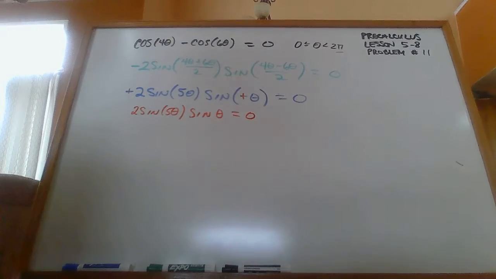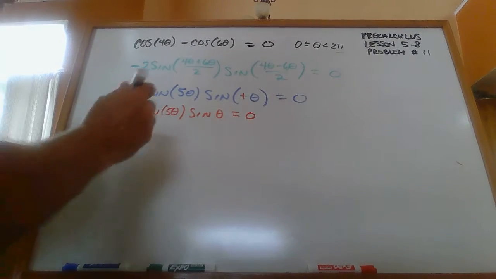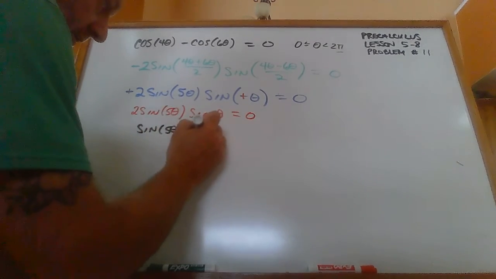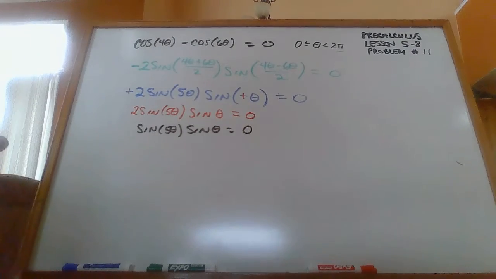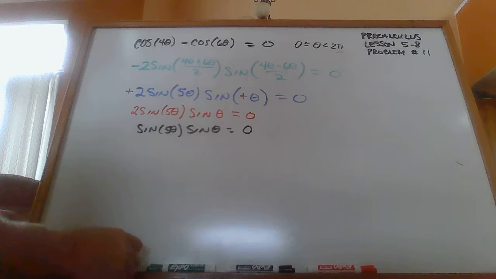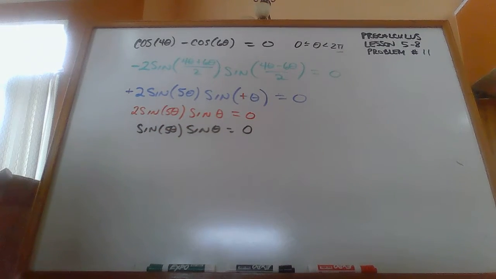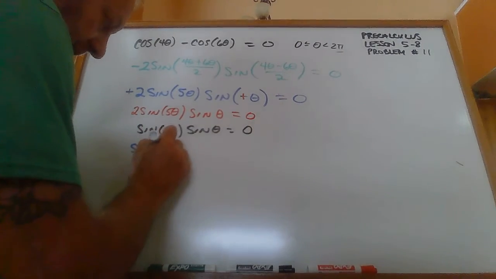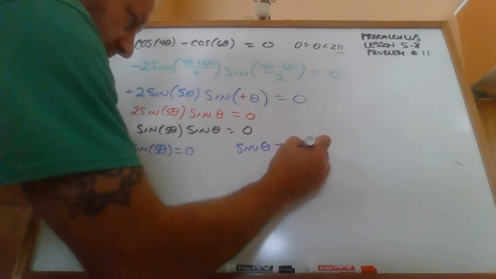Now, the next thing that I would do here is divide this whole thing by 2. So I get sine of 5 theta times sine of theta equals 0. I now have two equations because I got two numbers that I multiply together and they have to equal 0, which means one of them has to be 0. So sine of 5 theta is 0 and sine of theta is equal to 0.